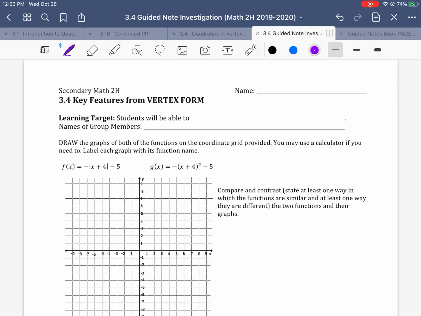Okay, today we're going to talk about key features from the vertex form of a quadratic. I hope that you've already read through and started this. The purpose of this investigation is to help you relate what we already know with absolute value functions to quadratic functions. And I know that if you go through this and make some of these connections on your own, it'll help you solidify those connections.